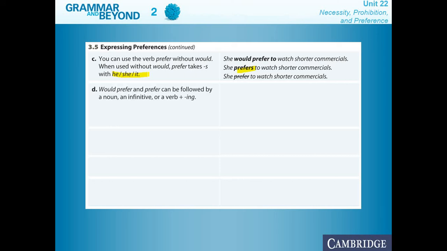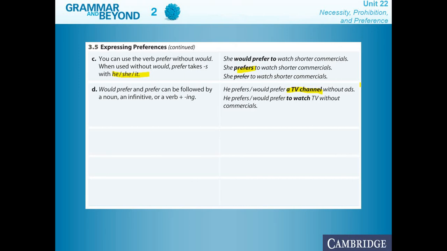Would prefer and prefer can be followed by a noun, infinitive, or a verb in ing. So that means that I can have examples like this one. I would prefer a TV channel without ads. So that means, what's a TV channel? A noun. What are nouns? Any name that you can think of. Your name is a noun. The name of your pet is a noun. The name of a place is a noun. A park, a building, everything, it's a noun.